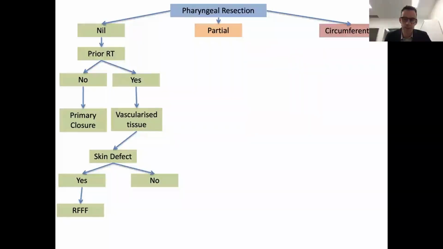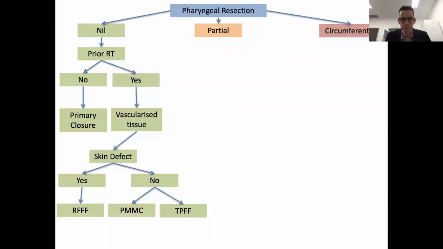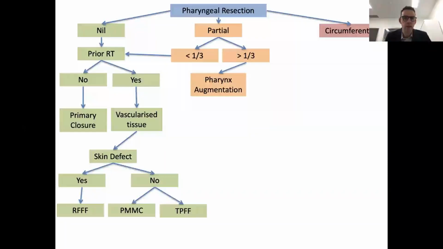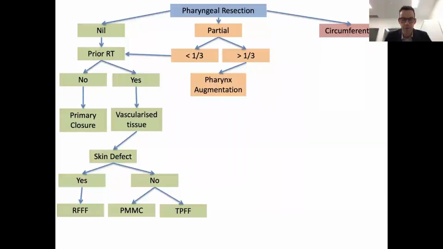And if they have no skin defect, then our options are either pec major flap or fascial free flap that I'll talk through as well. When we consider partial pharyngeal resection, if it's less than a third, these patients can be closed primarily, and so they would then fall into the category of no pharyngeal resection, and follow that algorithm on the left-hand side of the screen. If they have greater than a third pharyngeal resection, then they do require augmentation of their pharynx to prevent stricture formation and to allow adequate swallowing.